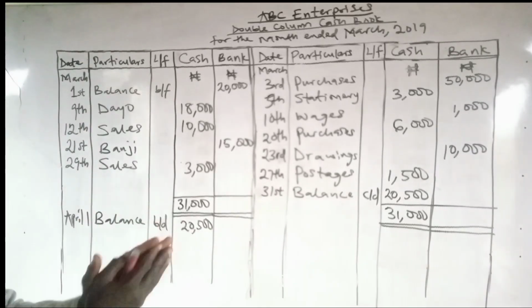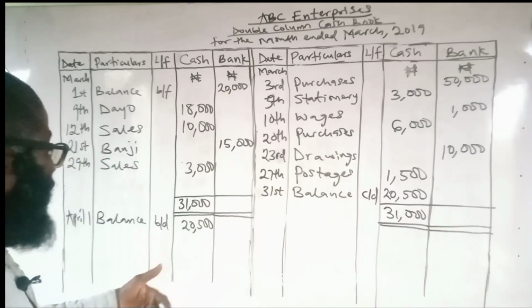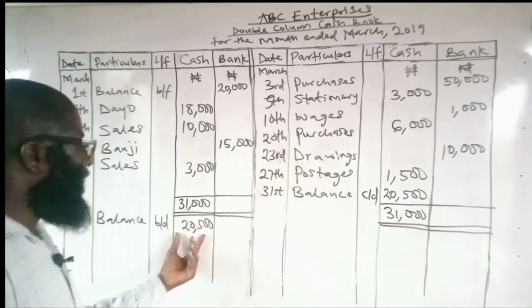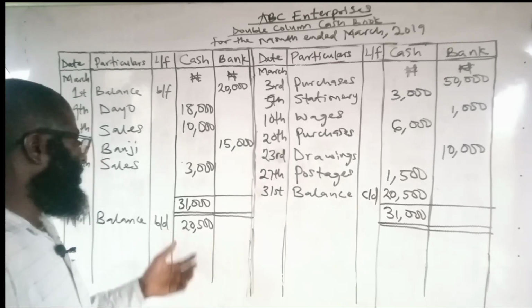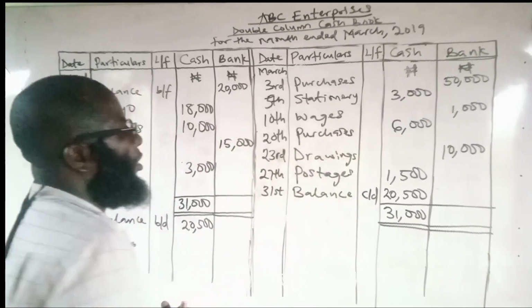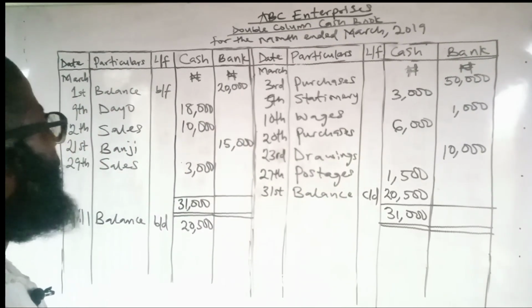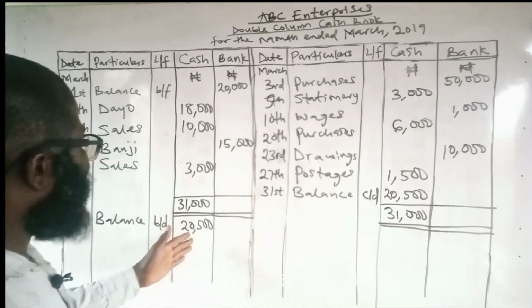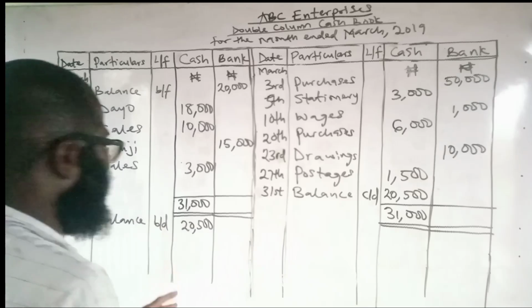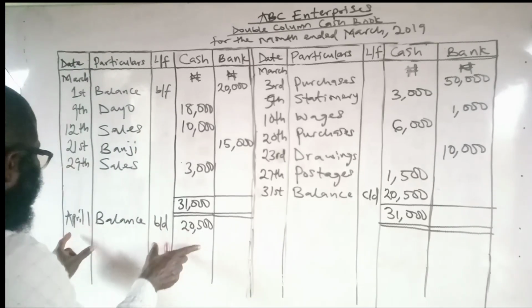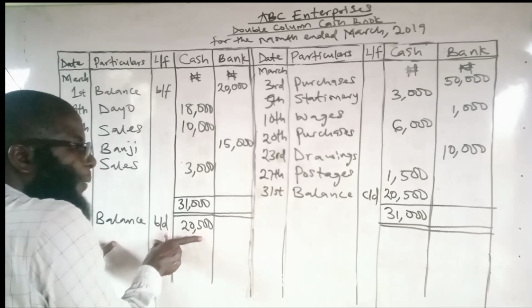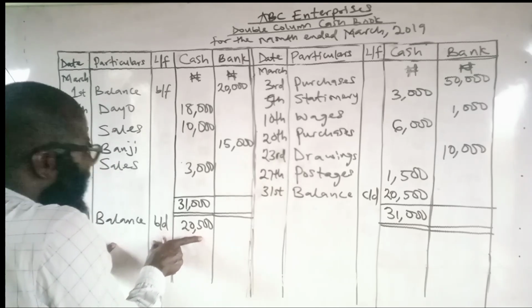If ABC Enterprises wants to prepare for the month of April, it's going to have this as the balance brought forward, meaning that he still has cash in his account. Therefore, this is favorable balance. Now let's go to the bank column. But don't forget, this side, I mean the debit side, is greater than the credit side for the cash column. That is the reason we have the debit balance here. This debit balance shows that ABC Enterprises still has money in his cash account.